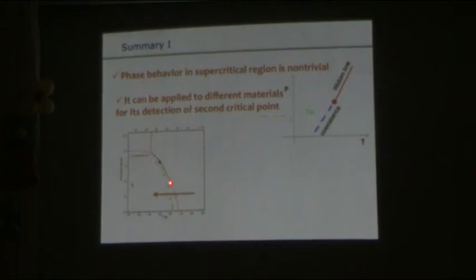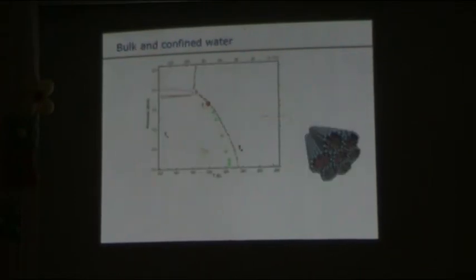This Widom line can be applied to many different materials to detect the second critical point, even in this highly condensed phase. In the end, if I have time, I will show you another example. Okay, so by now it seems to be pretty happy. We have quite consistent pictures of the liquid-liquid transition in water.